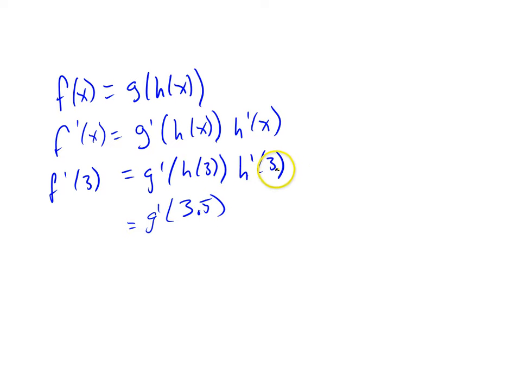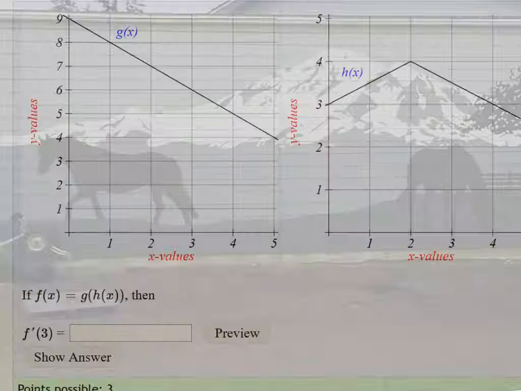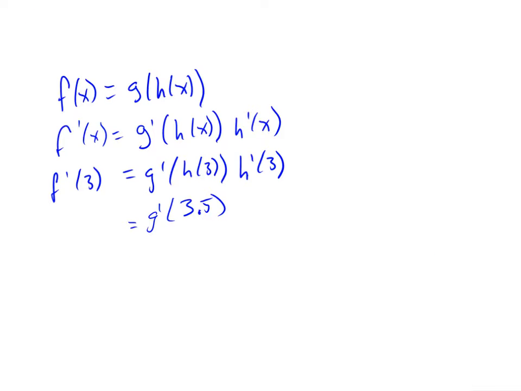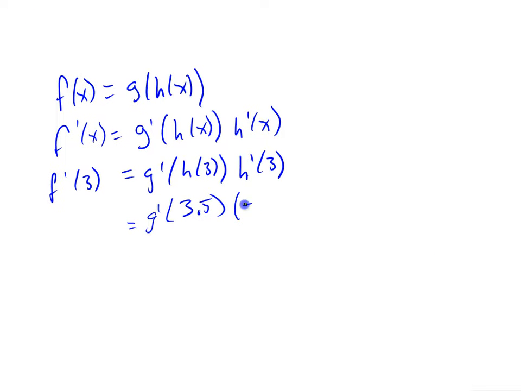H prime of 3 would be the slope at 3. So I'm going to look at the slope here. So this looks like a rise. Let's see, you go over 2 and down 1. So that's slope of -0.5. So the slope right here is -0.5. So I'm going to come back over here. That h prime of 3 is equal to -0.5.